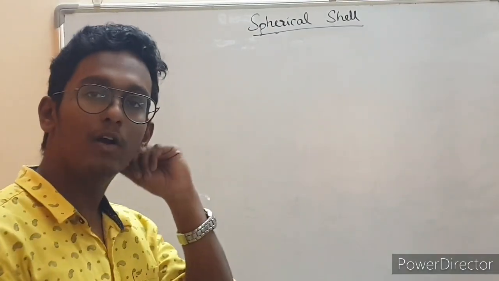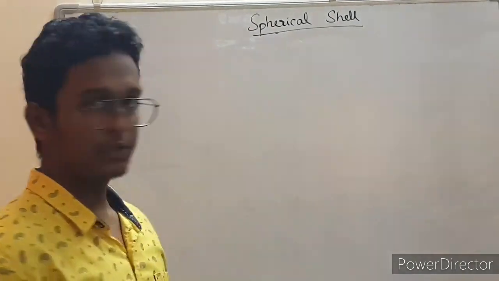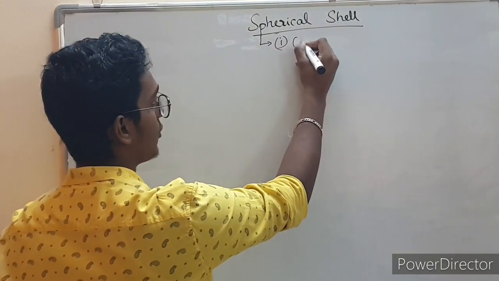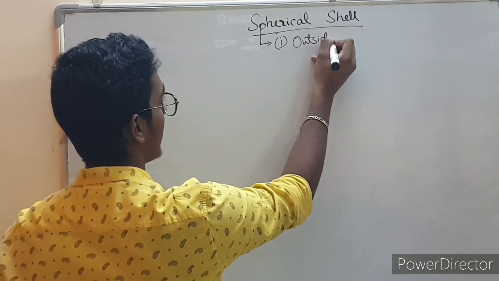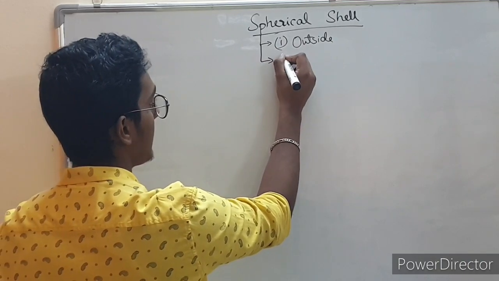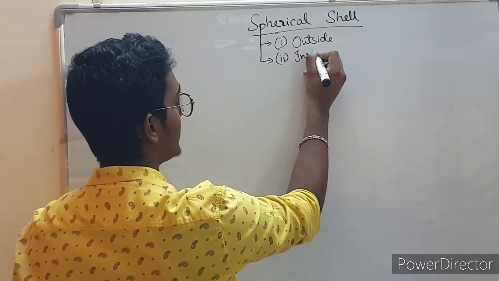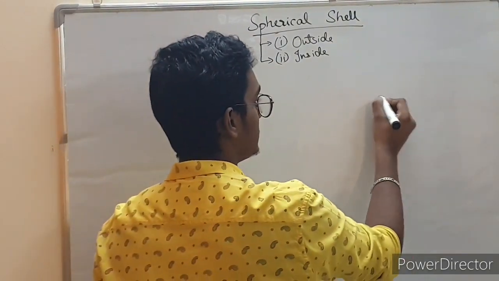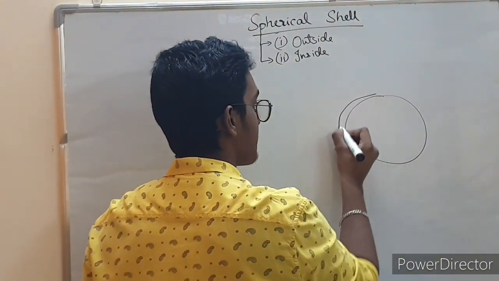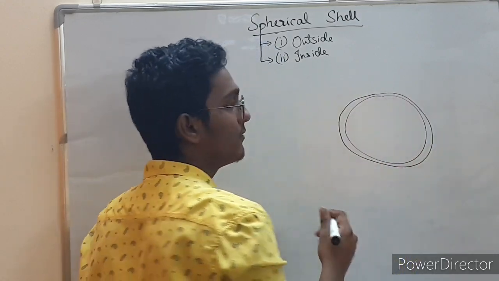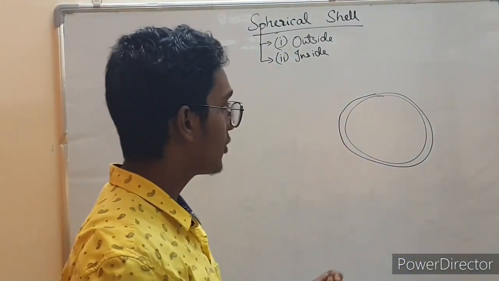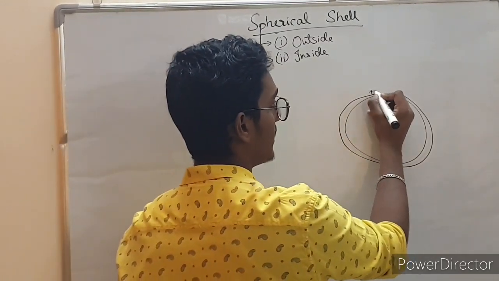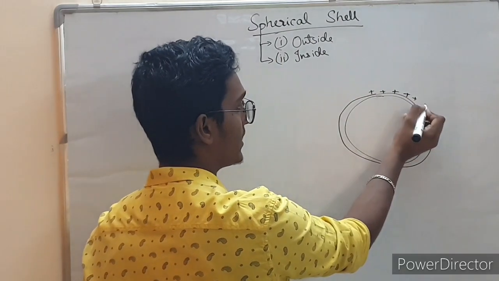Now let's talk about a spherical shell. There are two cases within the spherical shell: the first one is outside the shell and the second is inside the shell. When it's a shell, it means that the interior is hollow. So if you give it a charge, the charge is always going to reside on the outer part, that is the part where there is mass, not on the interior.